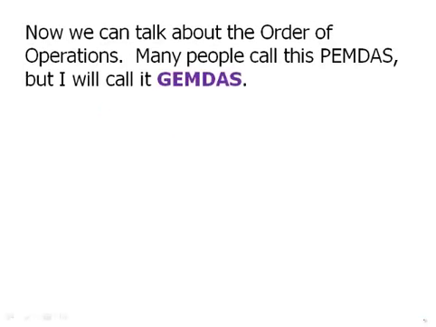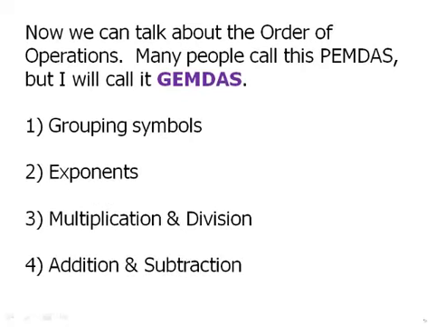Okay, now we can talk about order of operations. Many people call this PEMDAS, but I will call it GEMDAS. Now, why am I calling it this? Because that first rank, that first priority, is not just parentheses, it's all grouping symbols. All grouping symbols have the same level of priority in the grouping function. So the grouping symbols come first, then exponents, then multiplication and division, then addition and subtraction. Multiplication and division are at the same level, addition and subtraction are at the same level. So these are the 4 priority levels of GEMDAS.